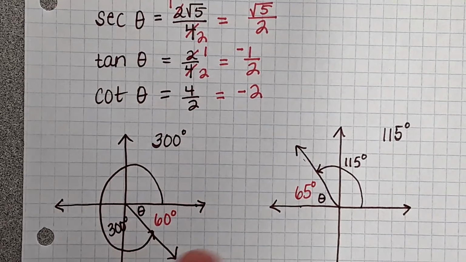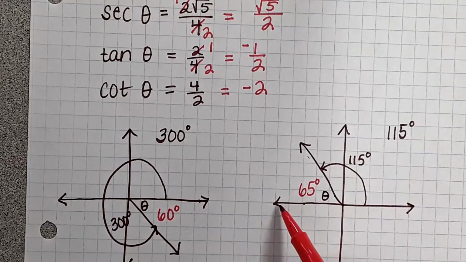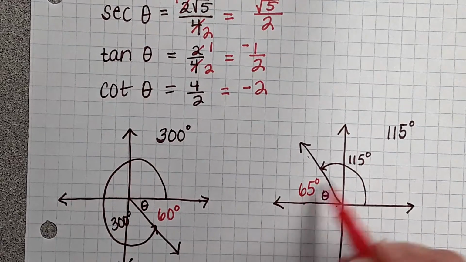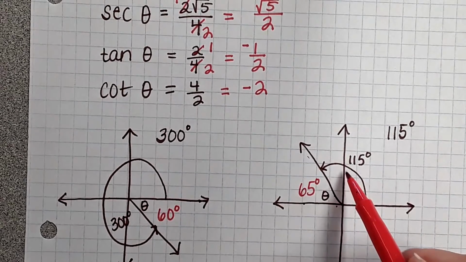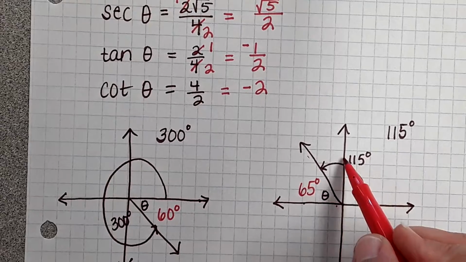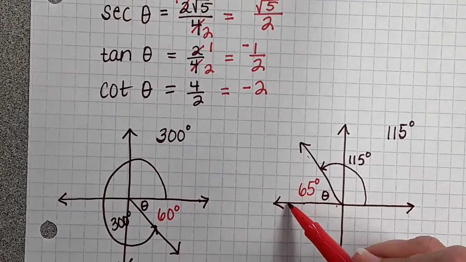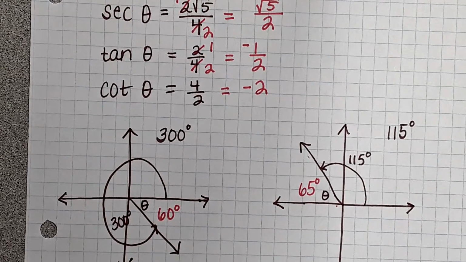Ready for another one? How did you get the 65? 180, because this side would be 180 minus 115. Okay. And you could also say, well, you just know this has to be 90. I went 115 to 180. So it's always going to be the difference between the x-axis measure and what you have. Okay. So I'll show you the next one.